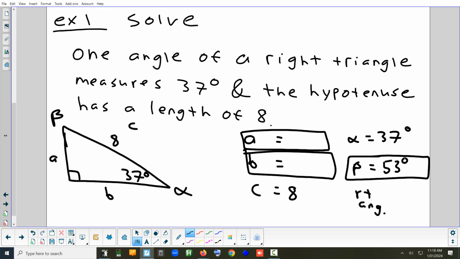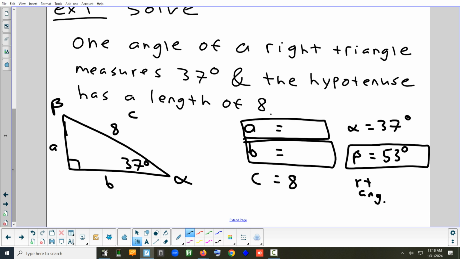Now that we have that as 53, we're going to forget about it. Don't use the 53 to figure out A or B, because if it's wrong, it's going to mess up everything else. Any question why it's 53? Okay. All right, so that's beta. Now let's find A.